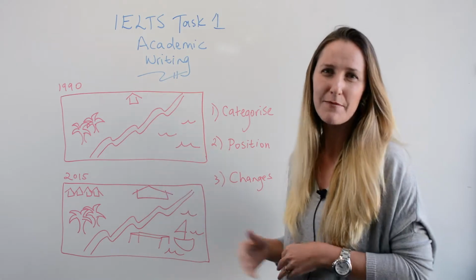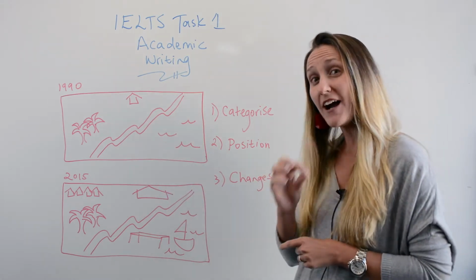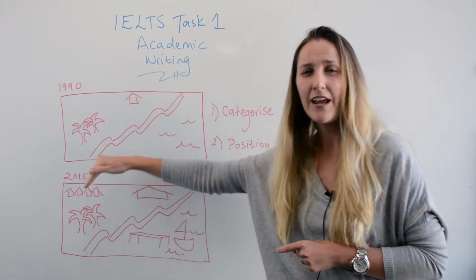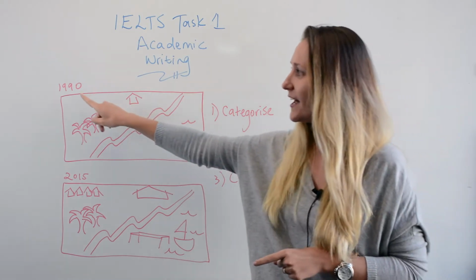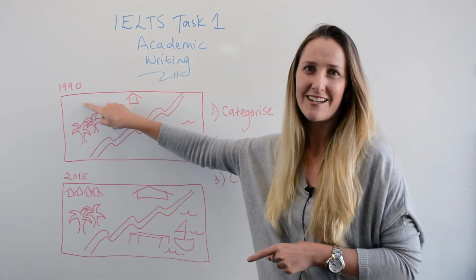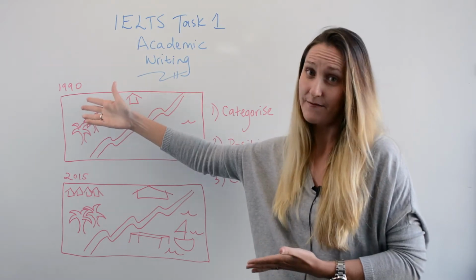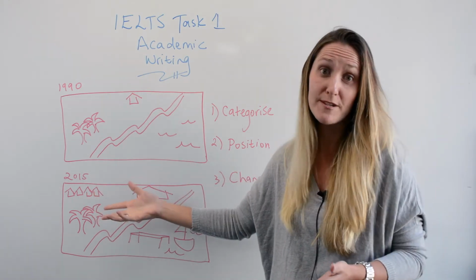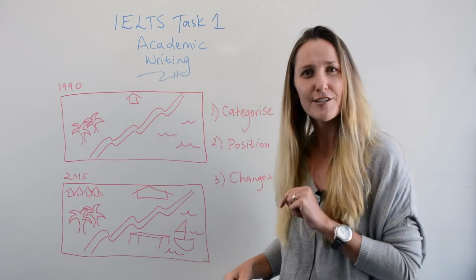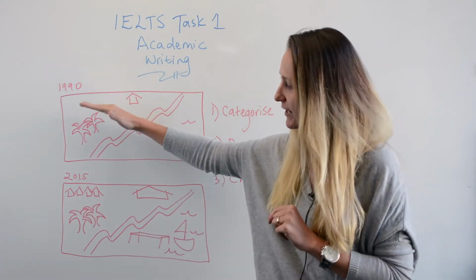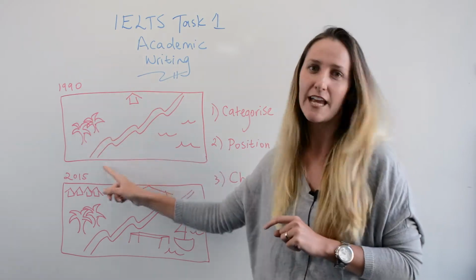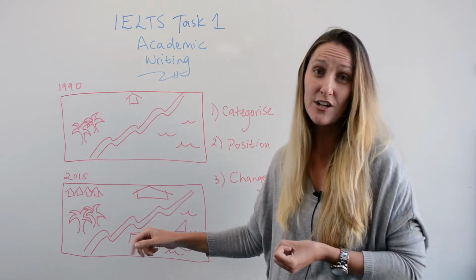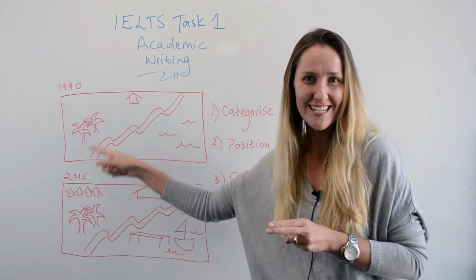So let's have a look systematically at the map. When you look at a map, my suggestion is that you start in the top corner and you work your way down and across. So let's start up here. To begin with, in 1990, this top corner is empty. But in 2015, this top corner has huts, which represent a village. So that's our first change. If we work our way down, in 1990, there are some palm trees. And in 2015, there are also some palm trees. So that's our first similarity.